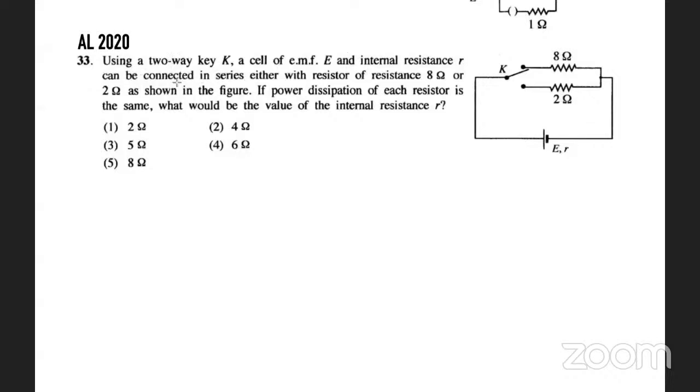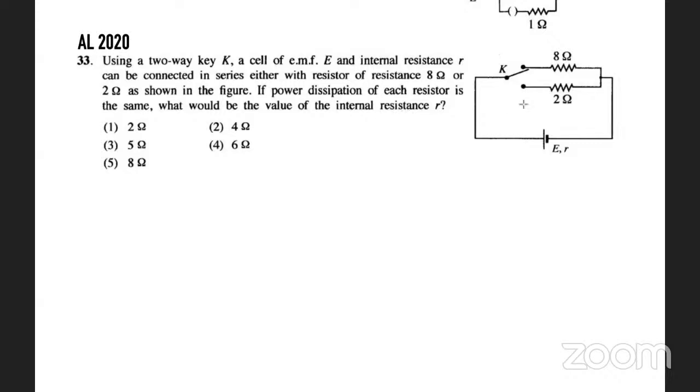Using a two-way key K, two-way key means you can put it here or here, right? A cell of EMF E and internal resistance simple R can be connected in series either with a resistor of resistance 8 ohm or 2 ohm. If the power dissipation of each resistor is the same, what would be the value of internal resistance simple R? This is Kirchhoff's law plus power.